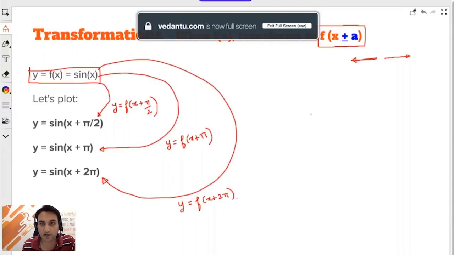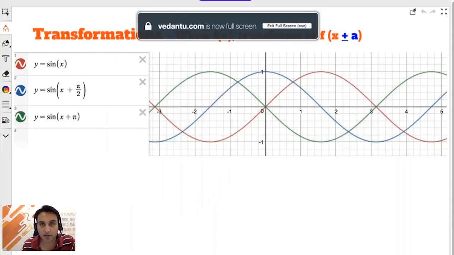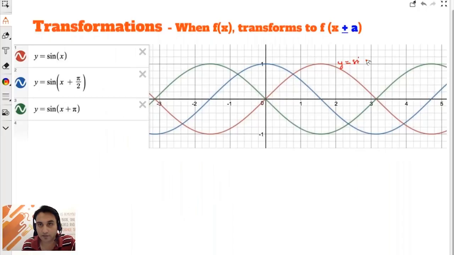ठीक है, देखो कौन कौन से ग्राफ मैंने प्लॉट किए हैं. The red one is sin x. ठीक है, the blue one is sin x plus pi by 2. Think like this. This portion shifted back by how much? Shifted behind by pi by 2. ठीक है, this also shifted behind by pi by 2. है ना? So this point is minus pi by 2.